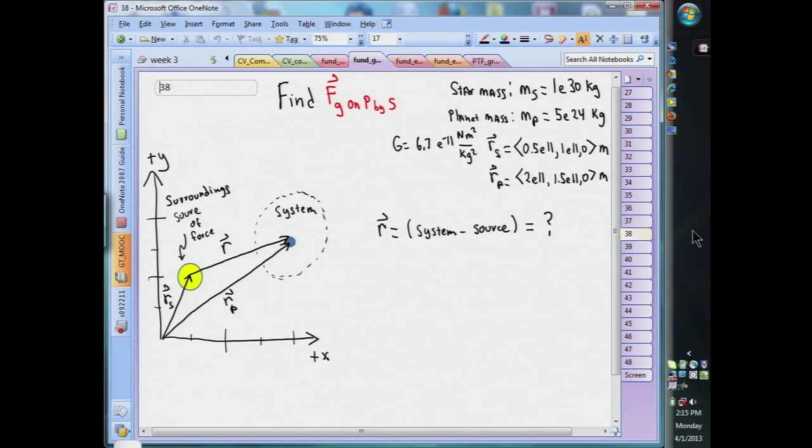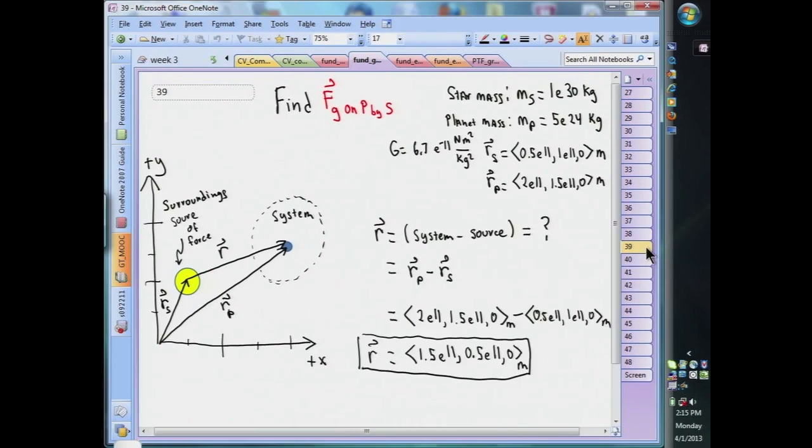With this in mind, we will need to find the relative position vector that locates the system with respect to the source of the force. See if you can do this. Here is the result where, for this problem, the vector r points from the star to the planet, and it is obtained by the vector subtraction r planet minus r star.